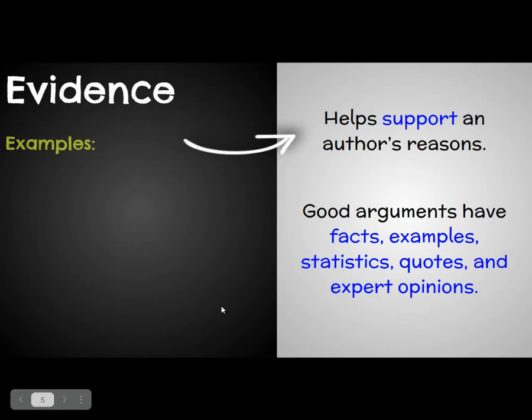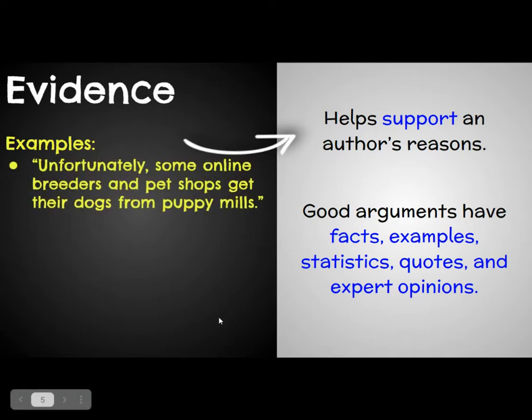In yesterday's article, there was some evidence. I'm going to list 3 examples, but you only have to write down 2. So you choose which 2 to include in your notes as examples. I took the quote, "Unfortunately, some online breeders and pet shops get their dogs from puppy mills." That's a fact, and it's supporting the idea that it's probably safer to just adopt rather than buy from an online breeder, because nobody wants to buy a puppy from a puppy mill because of the way they're treated and how unhealthy they are.